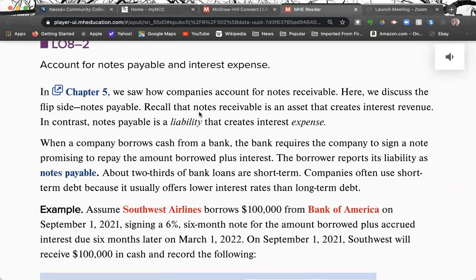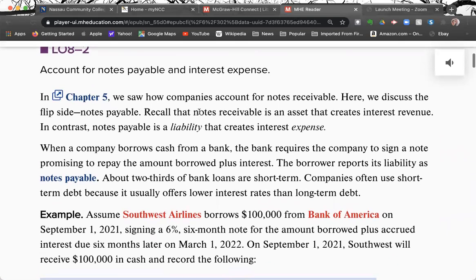Okay. So now we're going to see the journal entries for notes payable and interest expense. And they make reference here to, in chapter 5, we saw notes receivable, right? And that this is the flip side of that. So what's a notes receivable to one company is notes payable to the other.